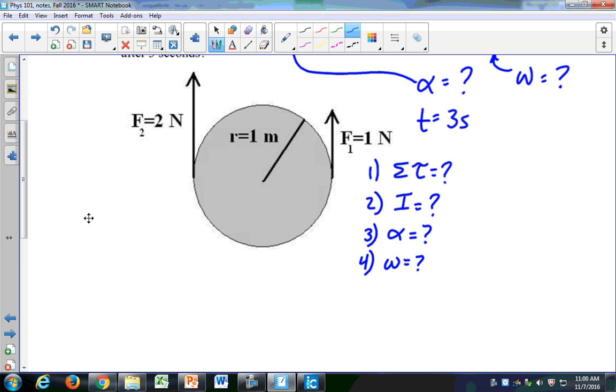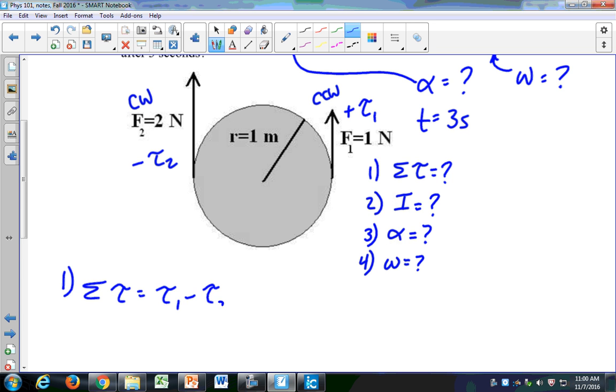So this force is a negative torque. I'll call it negative torque 2. And this torque is positive torque because this one's clockwise and this one's counterclockwise. So, part 1, my net torque equals torque 1 minus torque 2.